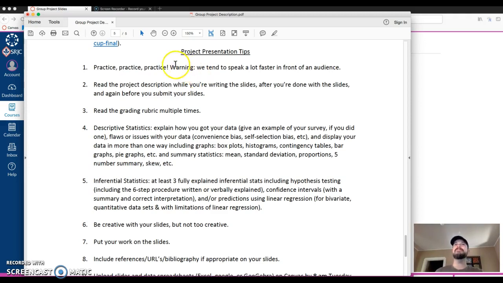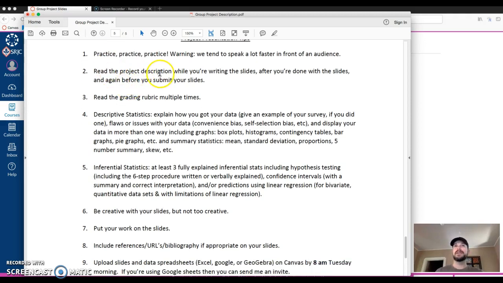And just note, most of us tend to speak a lot faster in front of an audience. So if you're practicing and you're going to 13 and a half minutes, you'll probably still be okay. But again, know thyself. Some of you might have taken a public speaking class, might be more comfortable, but most of us tend to speak a bit faster when we're in front of an audience.